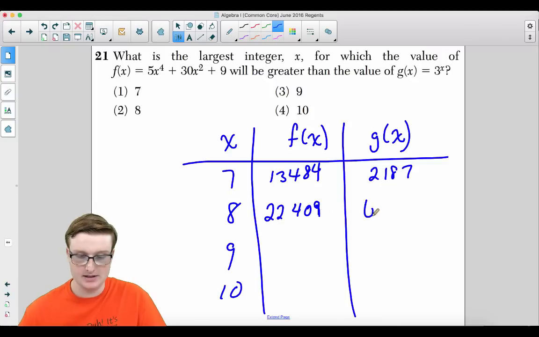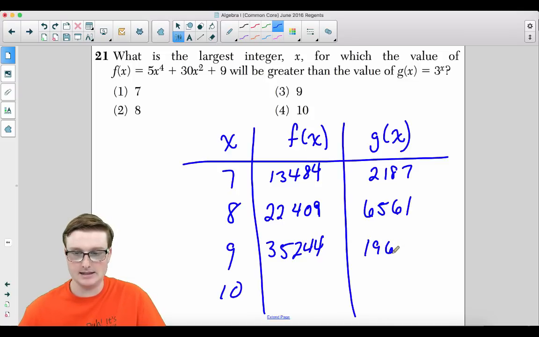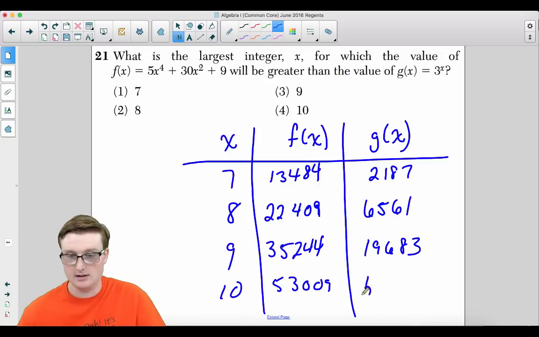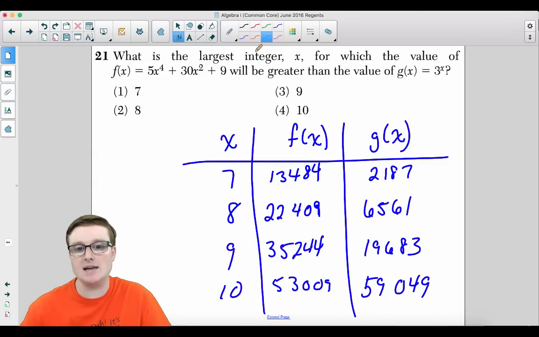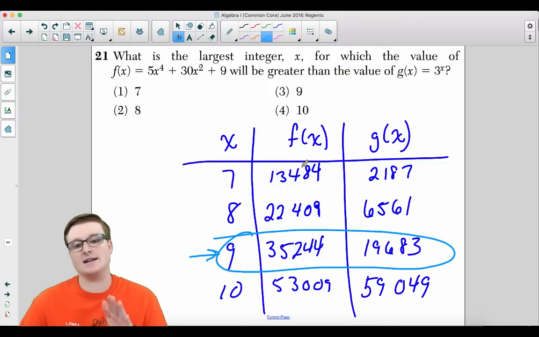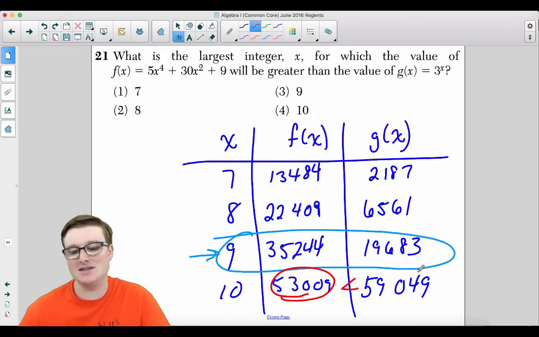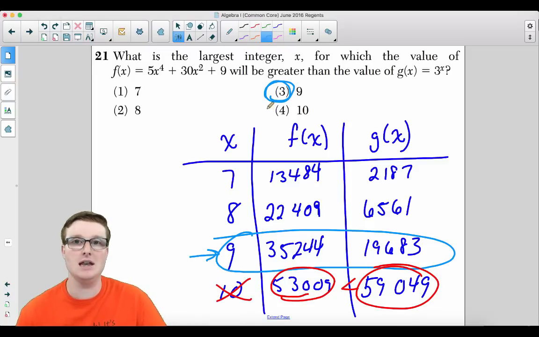409, 6561, 35244, 19683, 53009, and 59049. Okay, so these values were found by your table of values. This 9 right here is where f of x is still larger than g of x. As you could see over here, that number is less than this number over here, so 10 is not the answer. Your answer has to be choice 3, which is 9.